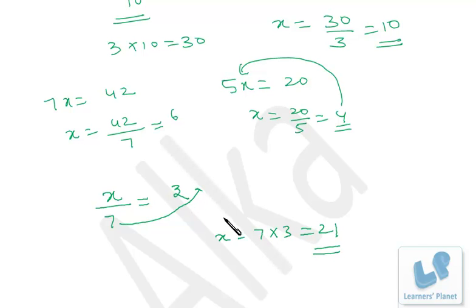So whenever you have to find out the value of an unknown, we call it an algebraic equation, right? If the number is added this side, it will be subtracted at the other side. If it is subtracted this side, then it will be added the other side. If it is in the denominator, then the other side it will be in the numerator. And if it is in the numerator this side, then it will be in the denominator the other side.